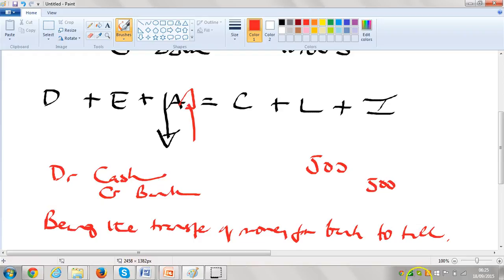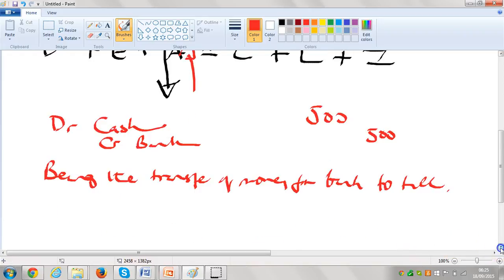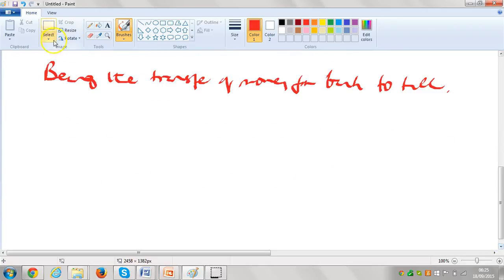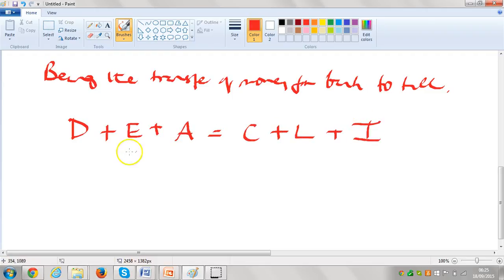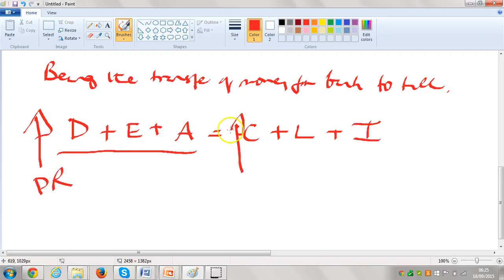Yes, back to the key principles. Yes, key principles of this. D plus E plus A is equal to C plus L plus I. When anything on this side goes up, and when I say goes up, it increases. For example, it wasn't there before, now it's there. That's what we mean by going up. That's what we mean by an increase. Yes, we debit it. When anything on this side goes up, so what I mean by that is, for example, there was no capital there before. Capital has gone up.